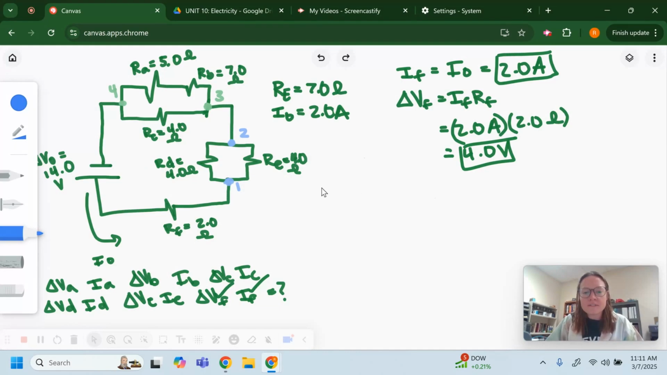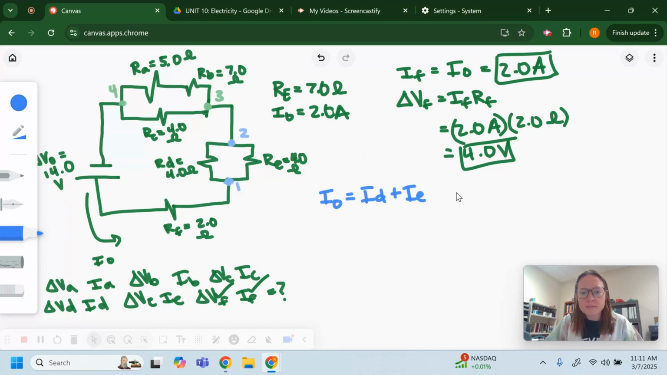Okay, now there are a few things that I know here. I know that when all of the current I naught gets here to point 1, it's going to split. And some of it is going to go through D and some of it is going to go through E. So I have an equation here that says that for things that are in parallel, you add together their currents to find the total current. I naught, when it gets to 1, is going to split into ID and IE. So that's one thing that I know. Here's another thing that I know.